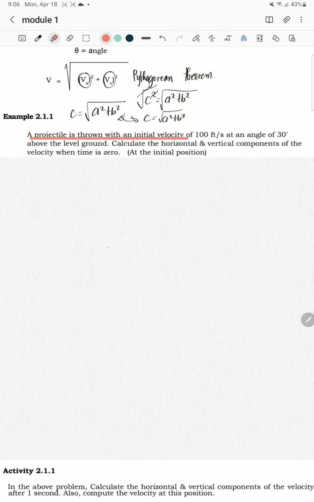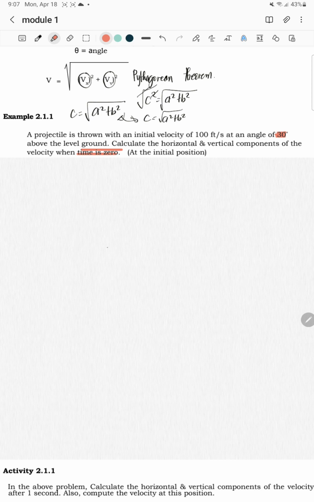A projectile is thrown with an initial velocity of 100 feet per second at an angle of 30 degrees. Sabi niya, 30 degrees above the ground level. Calculate the horizontal and vertical components of velocity when the time is 0.